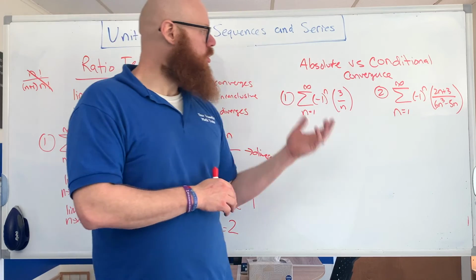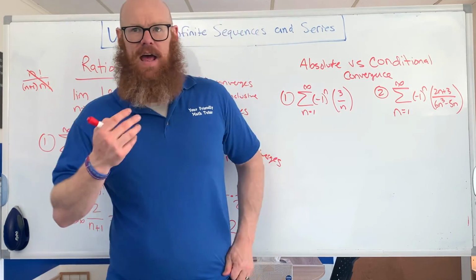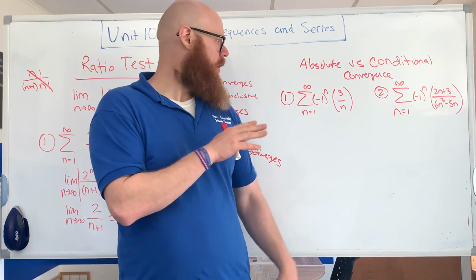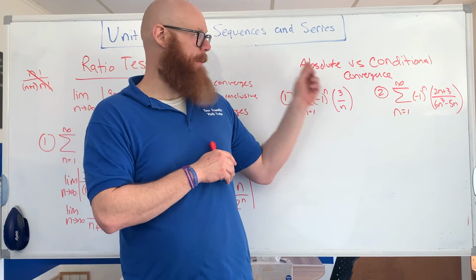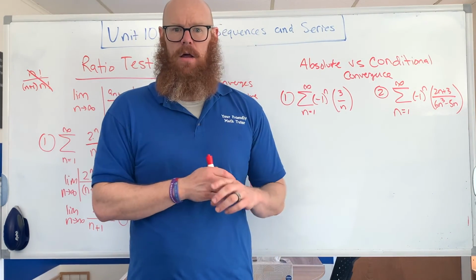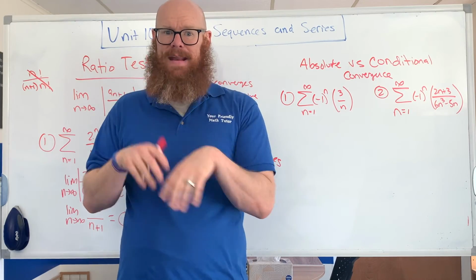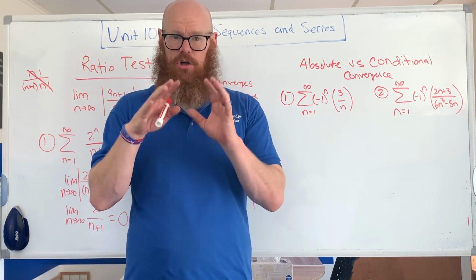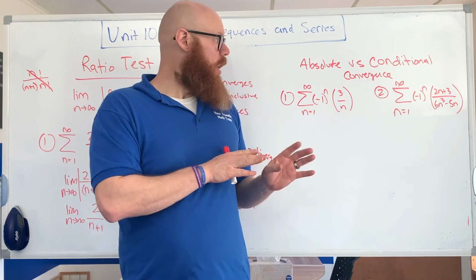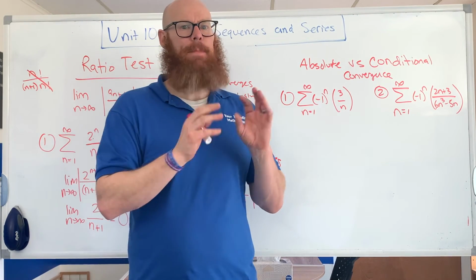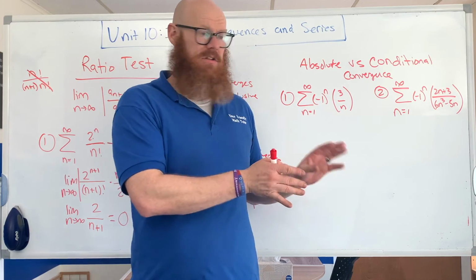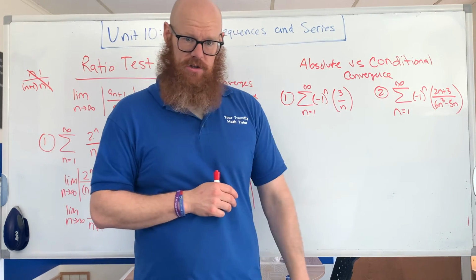So if it's alternating, we can just ask: does it converge absolutely, meaning both the a sub n and the negative 1 to the n a sub n converge? Or does the alternating one converge, but the absolute value of it diverges? That's what conditional convergence is.